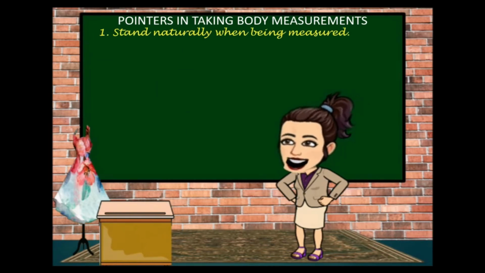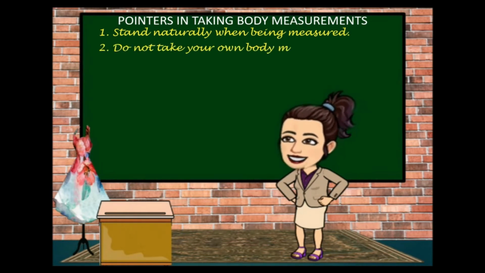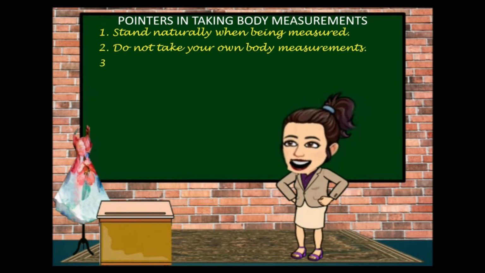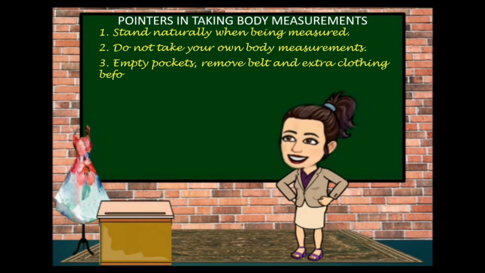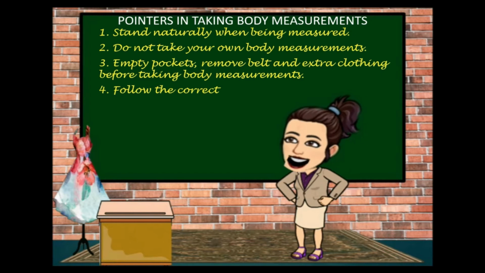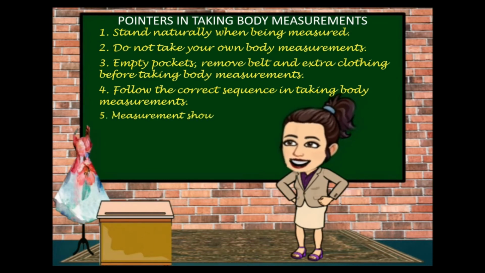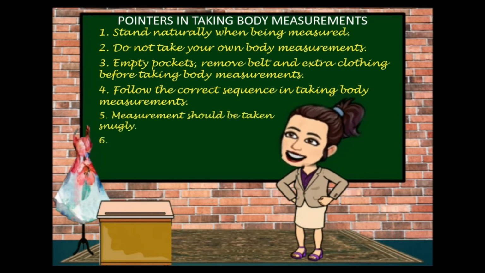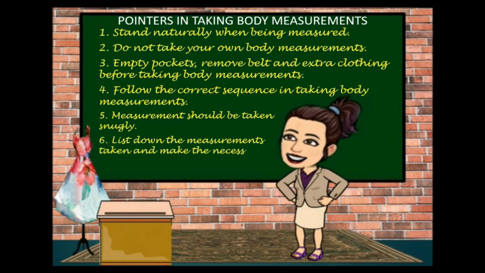Number 1, stand naturally when being measured. Number 2, do not take your own body measurements. Number 3, empty pockets, remove belt and extra clothing before taking body measurements. Number 4, follow the correct sequence in taking body measurements. Number 5, measurements should be taken snugly. And number 6, list down the measurements taken and make the necessary computation.